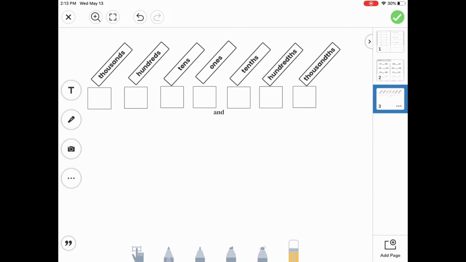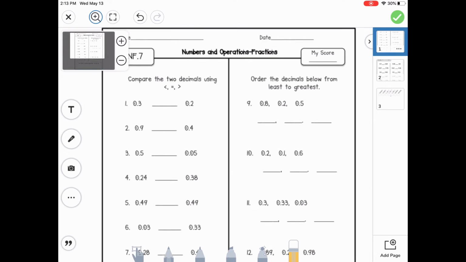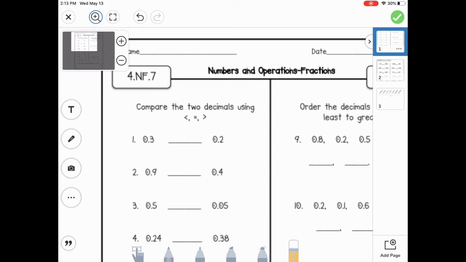So let's go over the first couple of problems together, and then you can pause the video and try the rest on your own. So question number 1 asks us to compare the decimal 3/10 and 2/10. Here I can see they're both in the same place value. They're both in the tenths place. So I'm going to ask myself, what is larger, 3 or 2? Well, it's worth more to have 3 of something, so 3/10 is larger than 2/10.